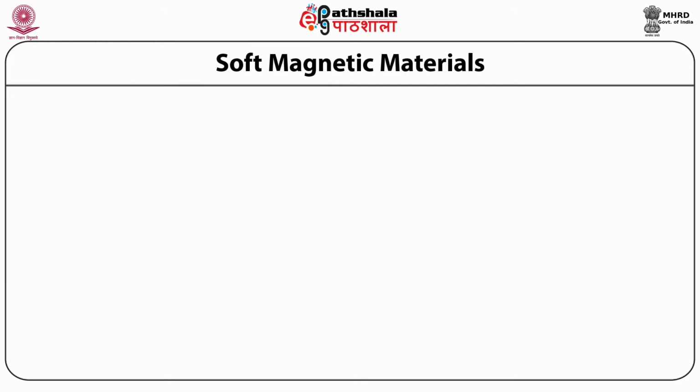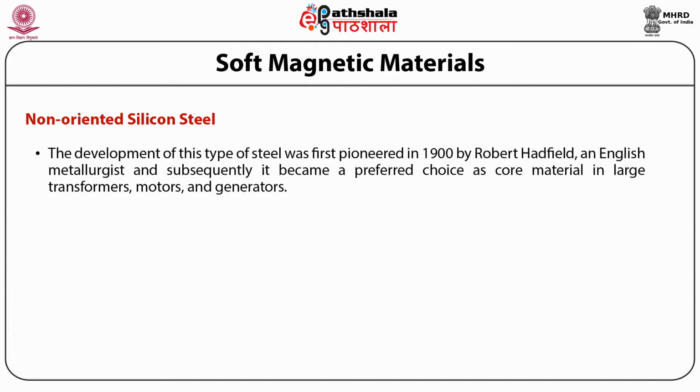The next type is the non-oriented silicon steel. The development of this type of steel was first pioneered in 1900 by Robert Hadfield, who was an English metallurgist, and subsequently it became a preferred choice as a core material in large transformers, motors, and generators.